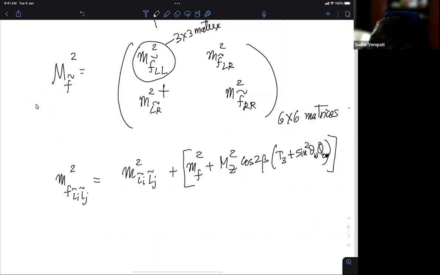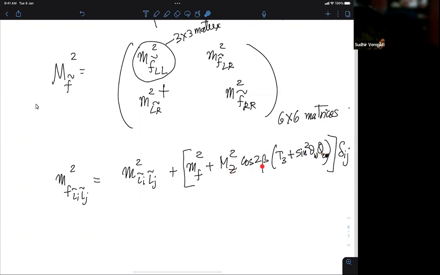Whole into delta Ij. So you see, okay, now let's just repeat. This one is a 3x3 matrix in which I not equal to J is possible in the soft terms because this can violate flavor. Whereas the F terms and the D terms, this is your D term, this has a formula like this. This is the T3 value and the charge Y value or electric charge value.